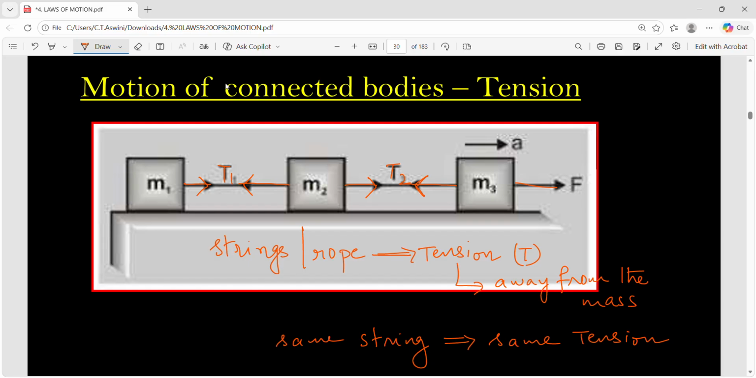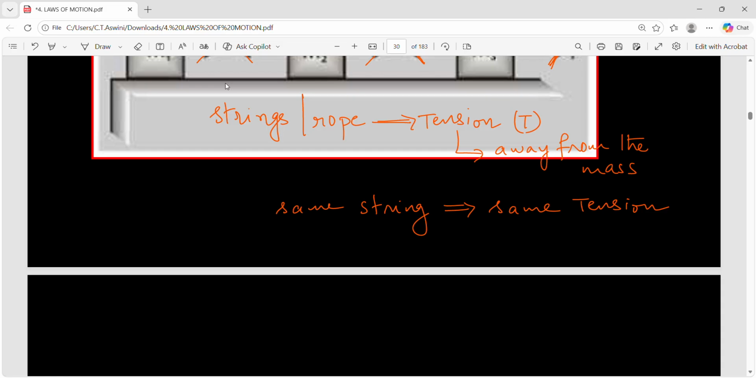And here if you apply force on the third body, it moves with some acceleration A, and the same acceleration will be produced in M2 and M1 also because they are connected. Clear? Now, the same formulas we have to use. First, find the acceleration, which is F net upon M net, F total upon M total.